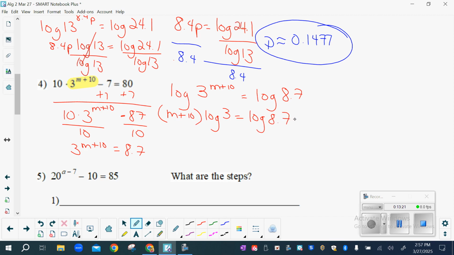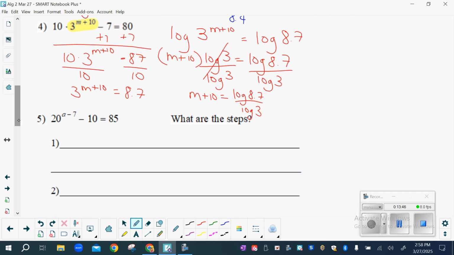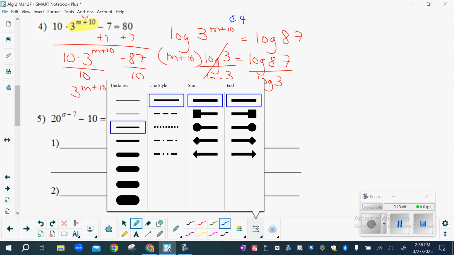And so, what do we do next? Good. Divide by log 3. So we get m plus 10 equals log of 8.7 over log 3. And then what would our next step be? Subtract 10 from both sides. Not yet.